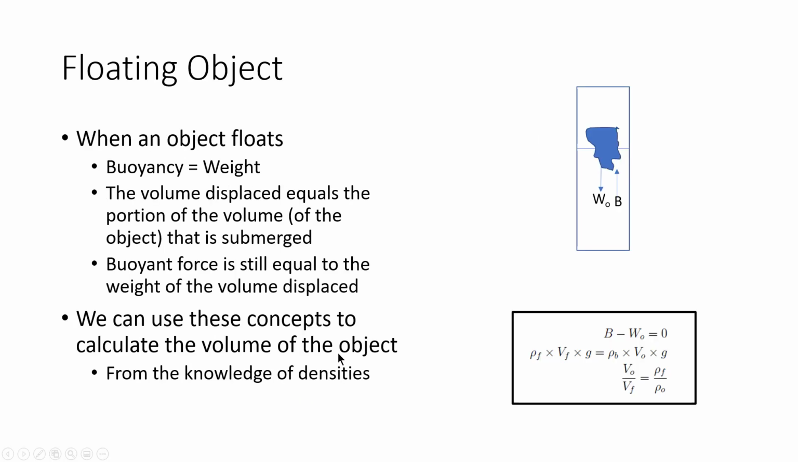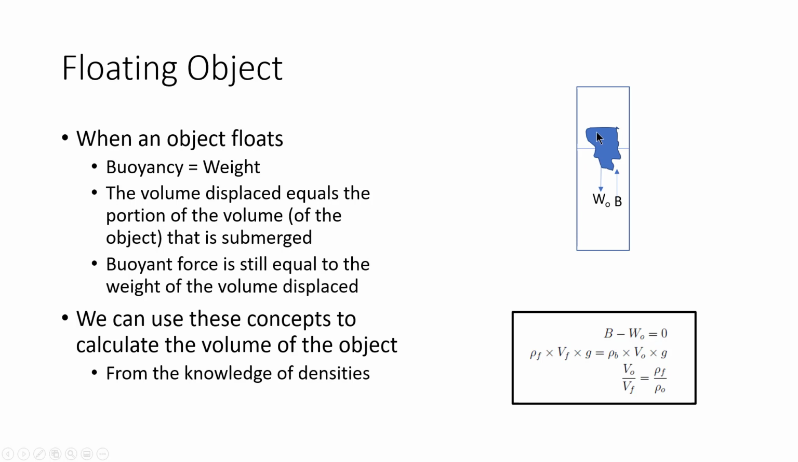So what happens when we have a floating object? When we have a floating object, the volume of the water that's displaced is not equal to the volume of the object, because the entire object is not immersed. So the volume that is displaced is equal to the volume that is immersed in that fluid, and not the total volume of the object.